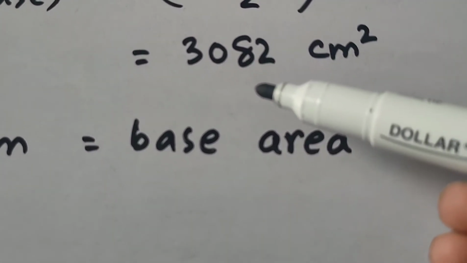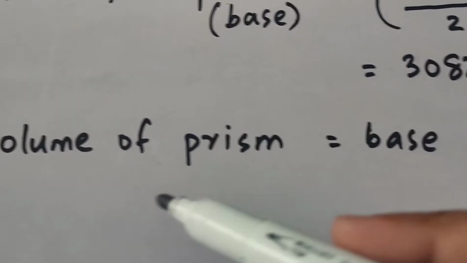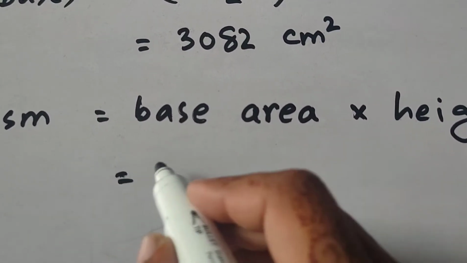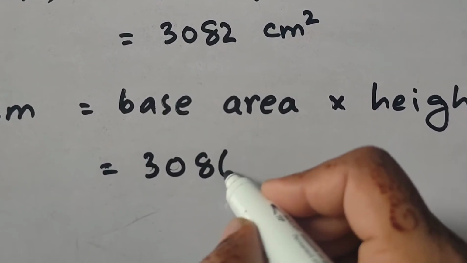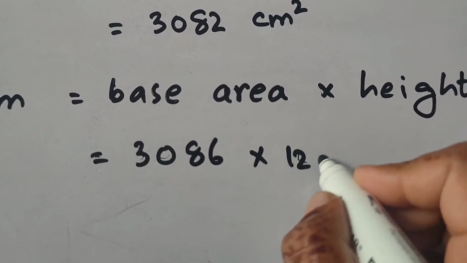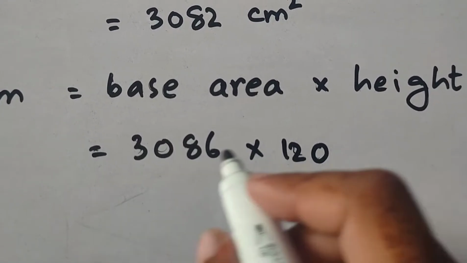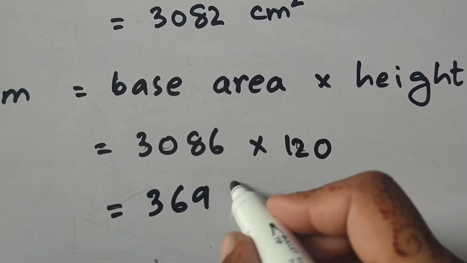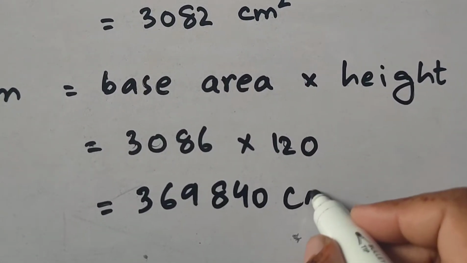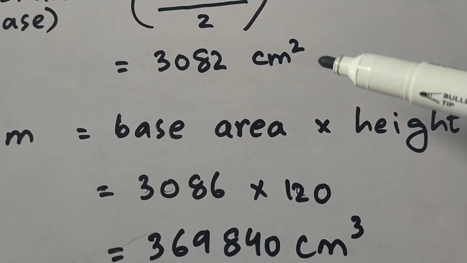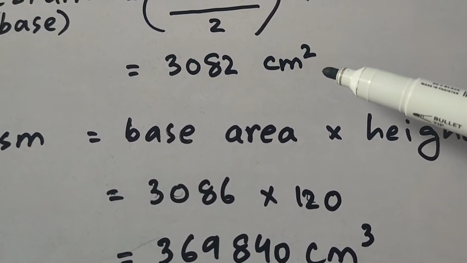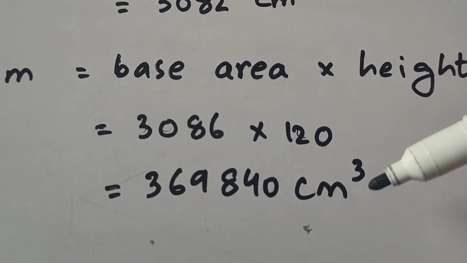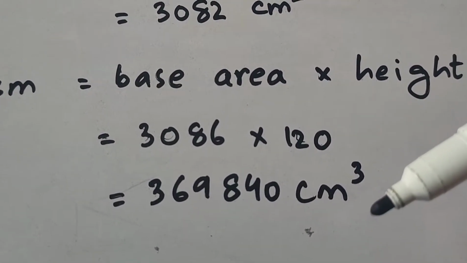And after finding out the area, we know that the volume of a prism is base area into height. So we'll simply multiply this base with the given height, which is 120 centimeter. And after multiplying these two, we have a product of 369,840 centimeter cube. You have to focus on the units also. We have a square unit while finding out the area, but we have a cube in the units of volume.